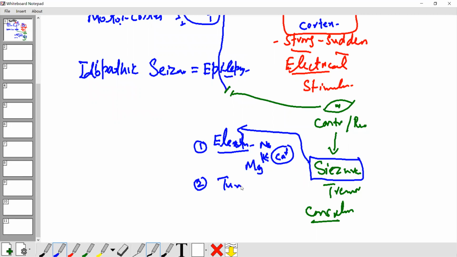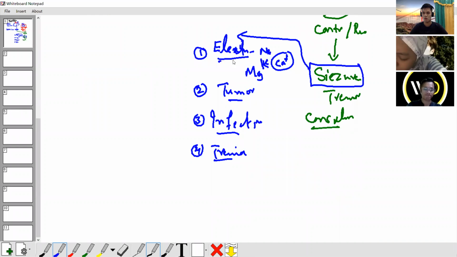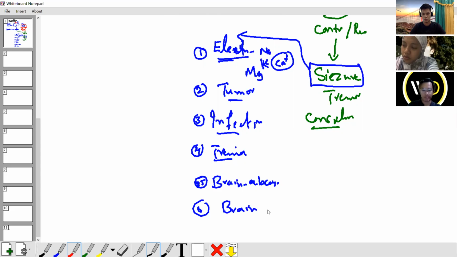If you have any tumor inside the brain, it can trigger seizure. Infection inside the brain, traumatic injury of the brain, infection, tumor. After infection, it can lead to brain abscess, number five. And another infection, brain cyst. If you remember parasitology, neurocysticercosis, a cestode parasite, also affects the brain and can induce seizure. So brain cyst, brain abscess, brain tumor, brain trauma.